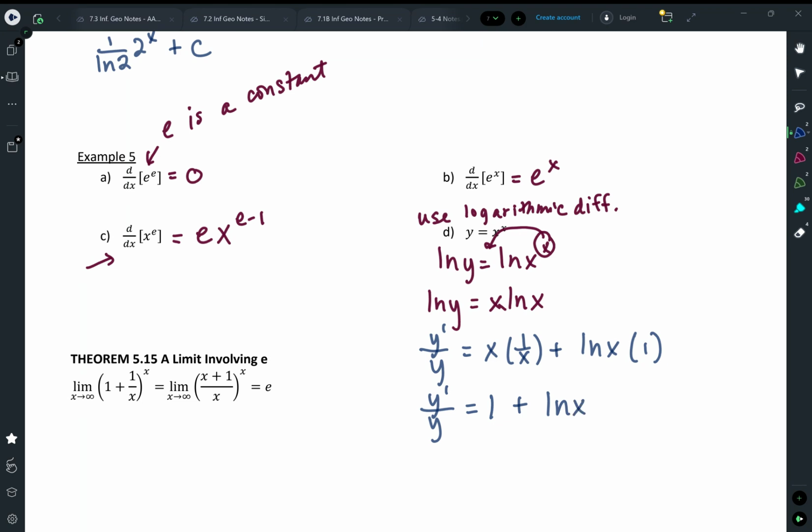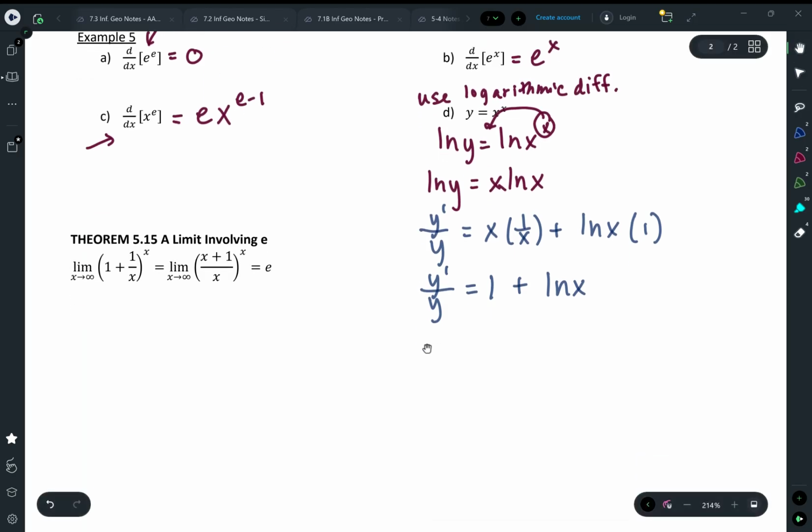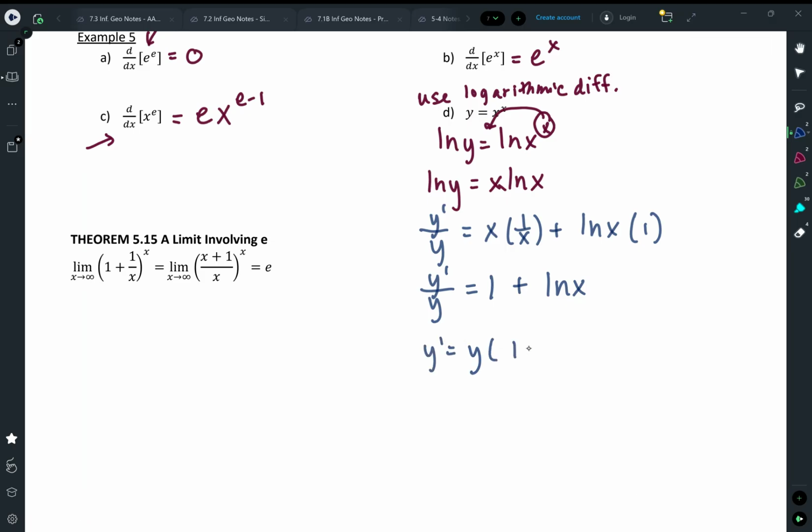I'd want to multiply both sides by y now. So y prime is going to equal y times 1 plus natural log x. And then I want to substitute y in there. y was x to the x power. So kind of cool how that one works out. And I don't know of another way you could do this besides logarithmic differentiation. So really that x being both the base and the exponent was a problem, but logs allow us to change that so that we don't have an exponent with a base like that, so that we're multiplying instead.